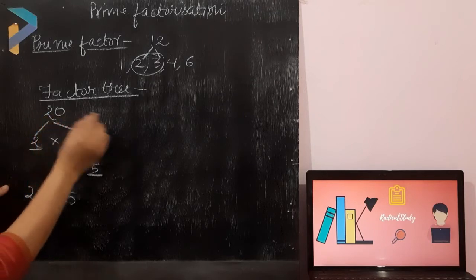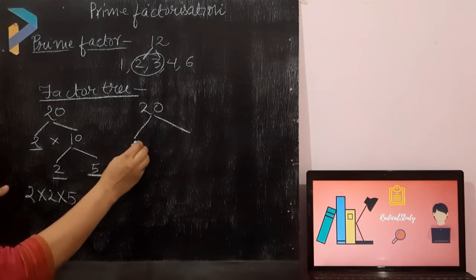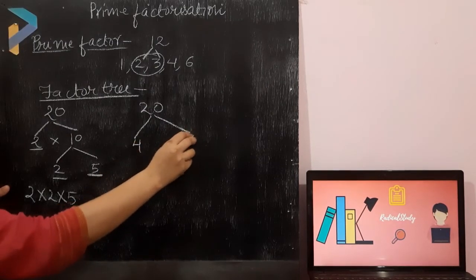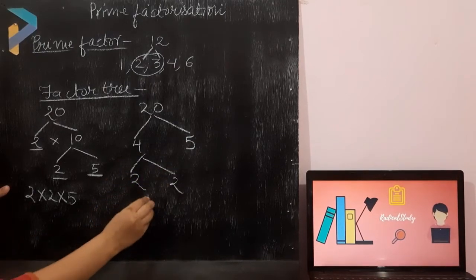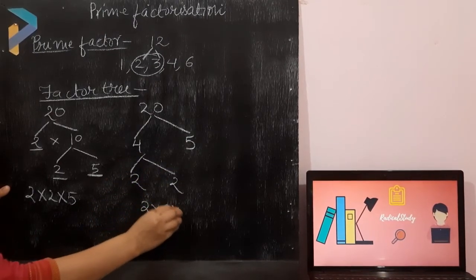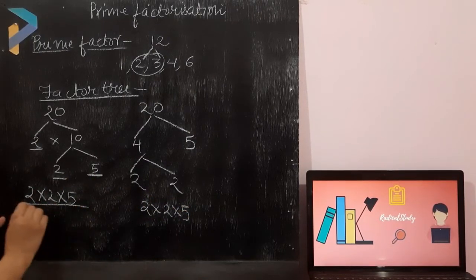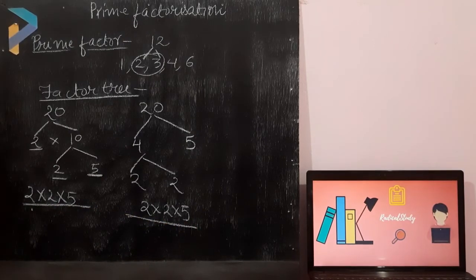Can we make it in a different way? Now I am trying to make the factor tree in a different way. 4 fives are 20. Now here it will be 2 into 2. So again it is 2 multiplied by 2 multiplied by 5. So whatever the way is, the answer is the same. That means we have got the unique factors. This property is known as the unique factorization property.